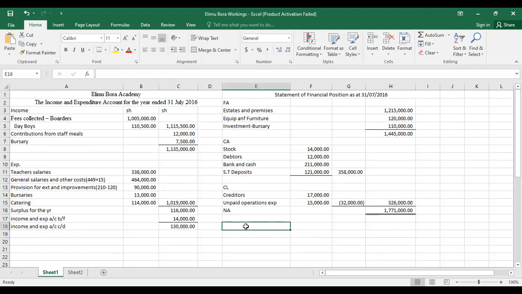And here we normally get the capital balances and any provisions. So capital plus any provisions. So we had a capital. Looking at the question, our capital was 1.2. Is it 1.2?